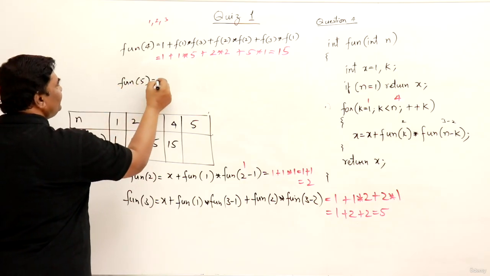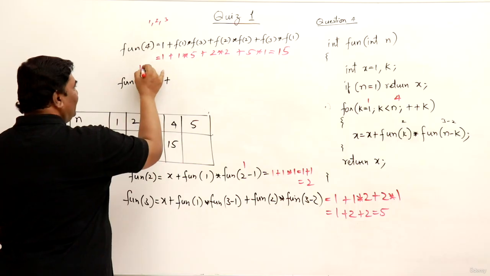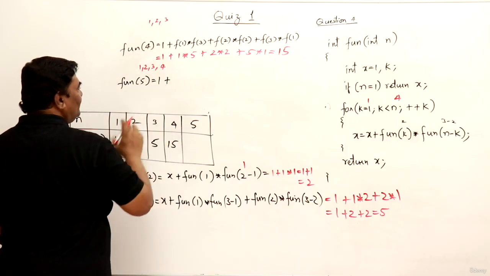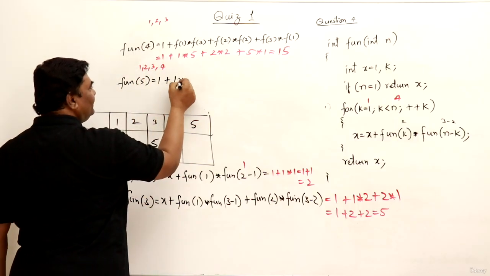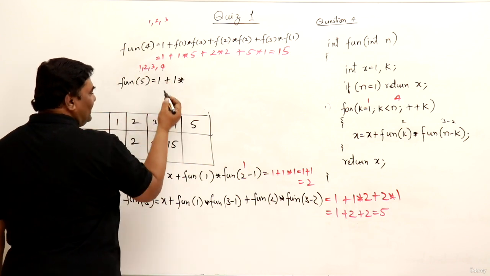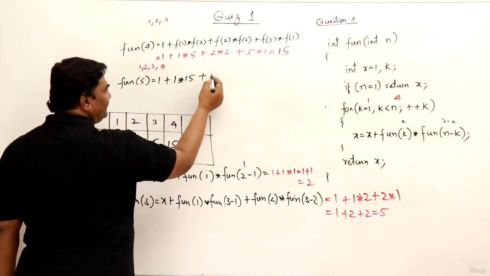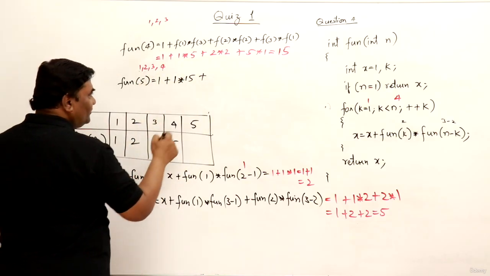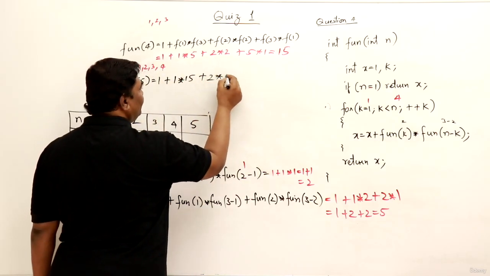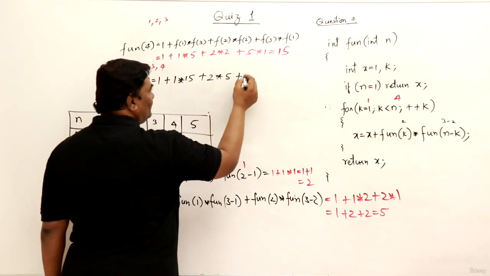f of 5 is how much? 1 plus... Now k will take the values 1, 2, 3 and 4. So f of 1 is 1. f of 4 is, see, it is like this, 1 is multiplied with 4. So f of 4 is 15 plus 2 with 3. So 2 with 3 means 2 into 5. Then plus 3 into 2. So 5 into 2.